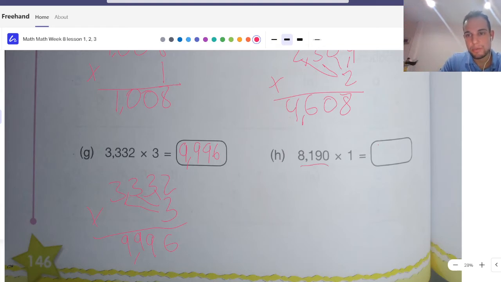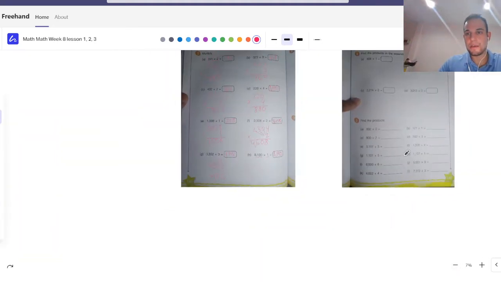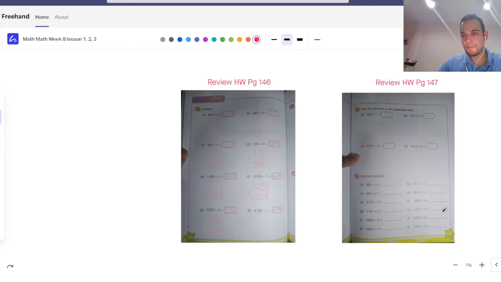And last one, super easy. I'm not going to show you again. It's just the same thing if it's multiplied by 1. 8,190. Easy peasy.